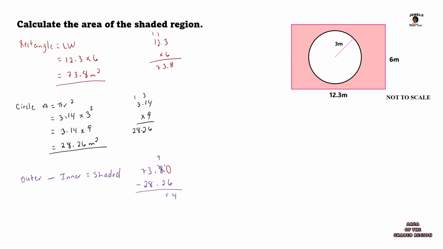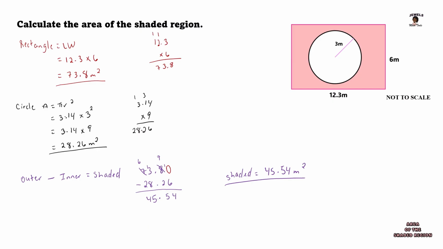7 minus 2 is equal to 5. 3 can't subtract 8, so we will borrow from 7, making that 6. Changing 3 to 13, and 13 subtract 8 gives us a difference of 5. And 6 subtract 2 gives us a difference of 4, and our decimal point will drop right down the middle from where it is. So the area of our shaded region will be equal to 5 and 54 hundredths, and that's meters squared.